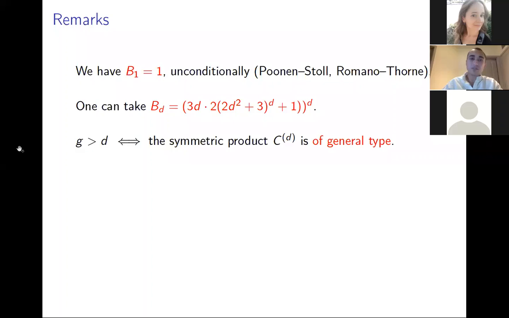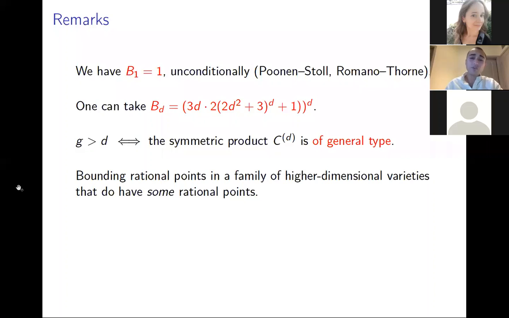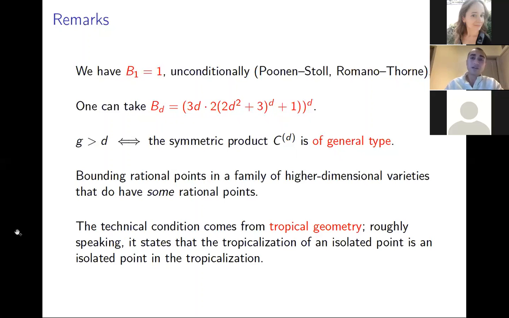So we had this condition in our theorem that the genus was greater than d, and this refers to the fact that the symmetric product is of general type. I'm going to talk about the symmetric product later on, but remember this philosophy that when the variety is of general type, we should expect a sparse set of rational points. So this is part of the reason why we have this assumption. And one can view our result as bounding rational points in a family of higher dimensional varieties, which do have some rational points. The reason why we have some rational points is because we always have this marked rational Weierstrass point. And finally, this technical condition comes from tropical geometry. And roughly it states that the tropicalization of an isolated point is an isolated point in the tropicalization. And if people would like to know more about that, I can explain when the time comes.